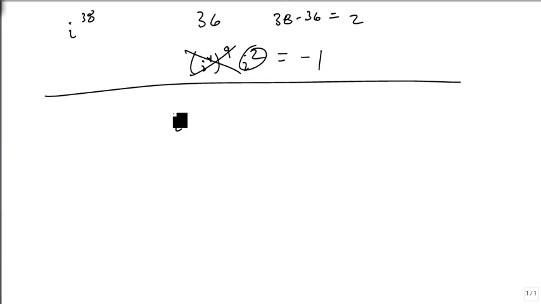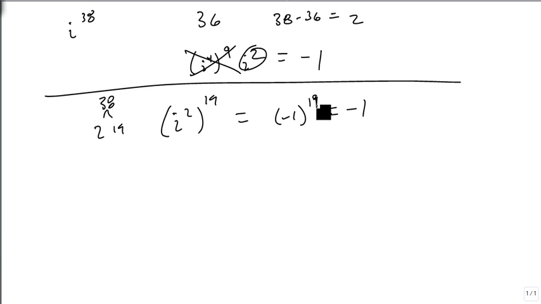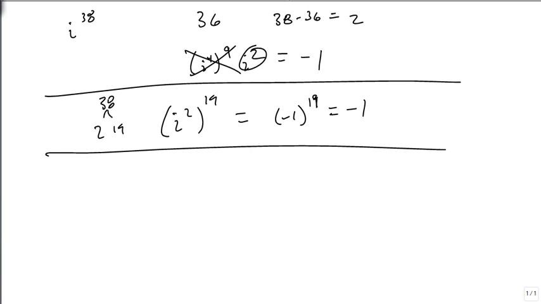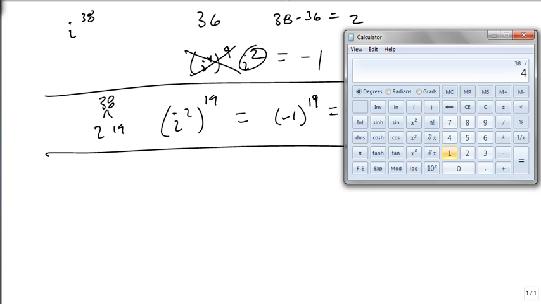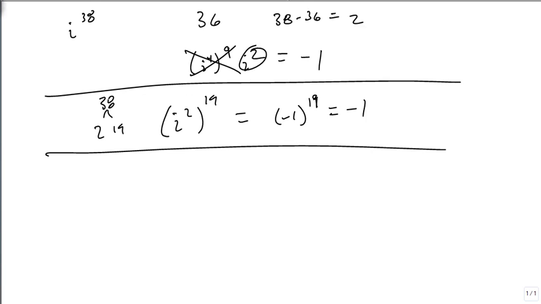Our squareds is i squared. 38 is 2 and 19. So this is minus 1 to the 19th, which is minus 1. There's no i's left over because this is an even number. Or we take our 38, divide it by 4, and get 9.5. The only part we care about is the remainder, and so that gives us minus 1. So pick your favorite method, stick with it, and just know that they keep working the same way.